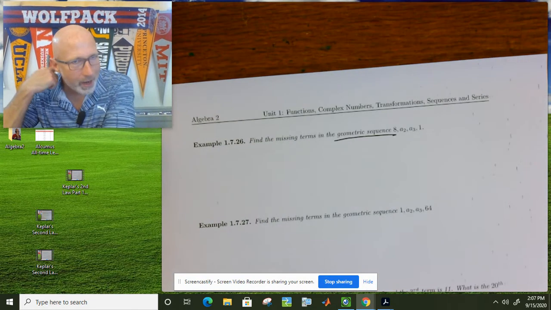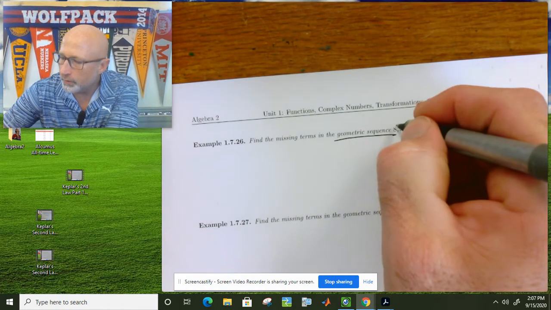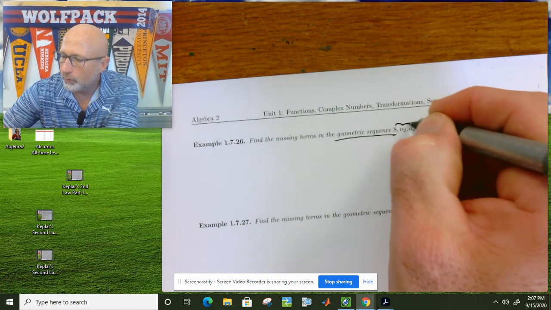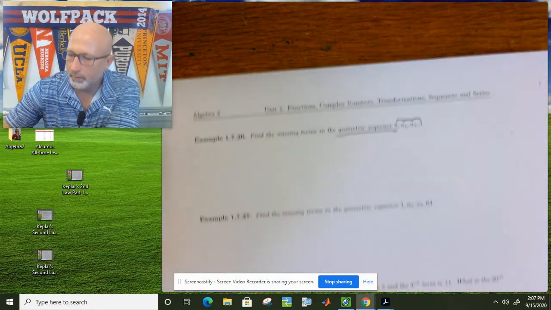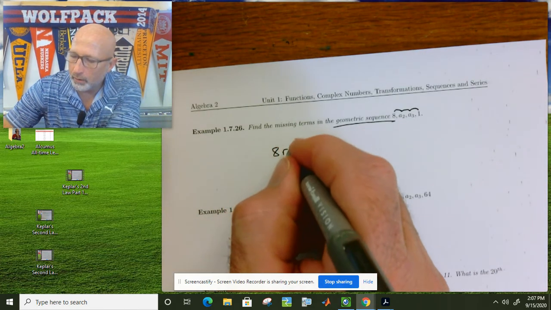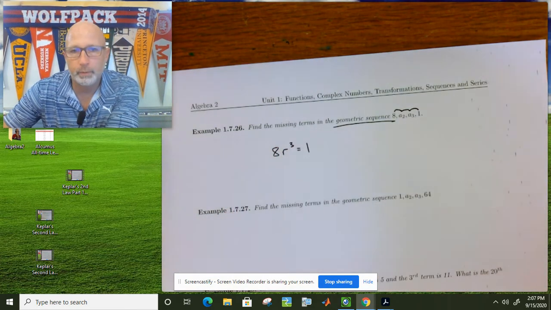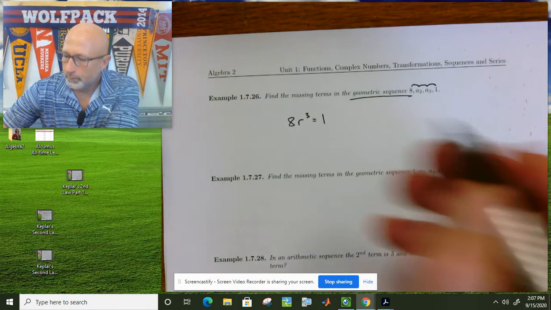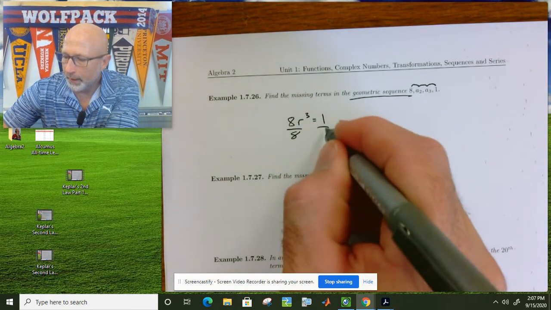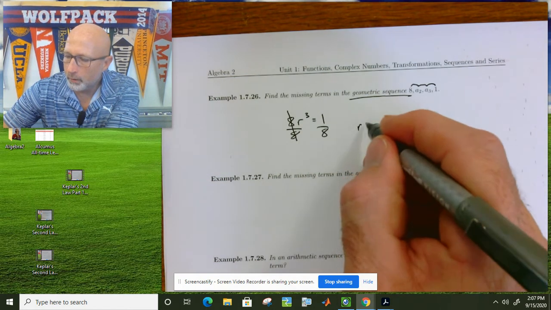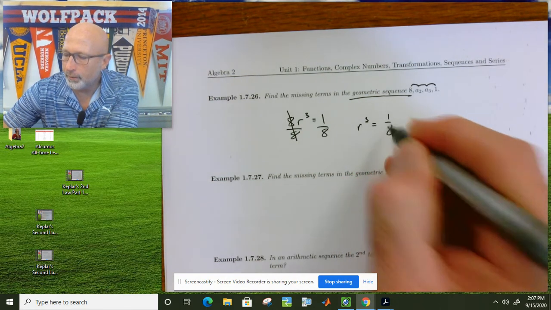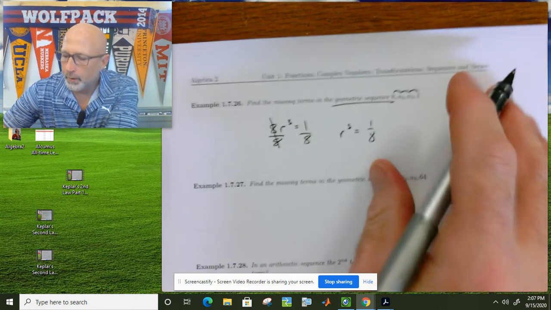Okay, so now it's geometric. For geometric, you're no longer adding on the common difference, you're multiplying by the common ratio. So you take 8, multiply by r once, twice, 3 times until it's 1. So 8r cubed is equal to 1. Divide both sides by 8. r cubed is equal to 1/8.